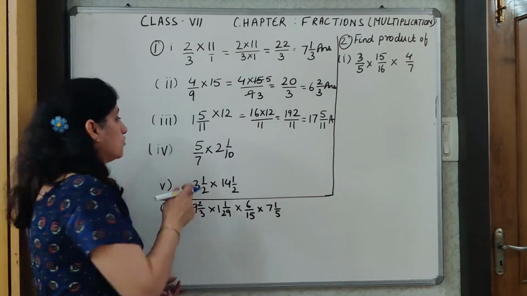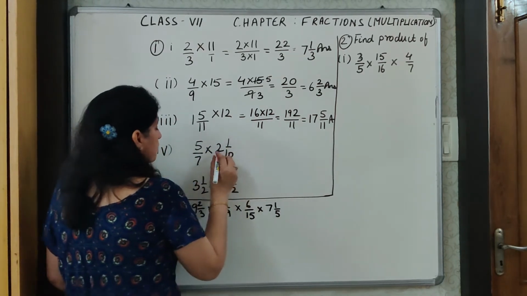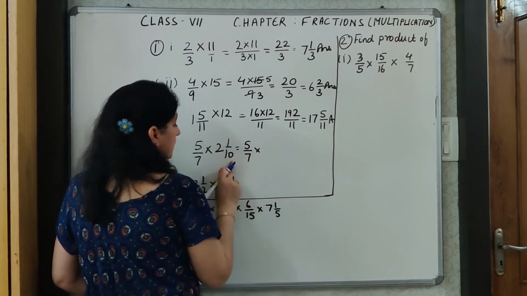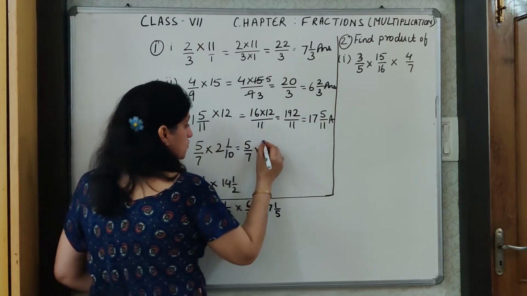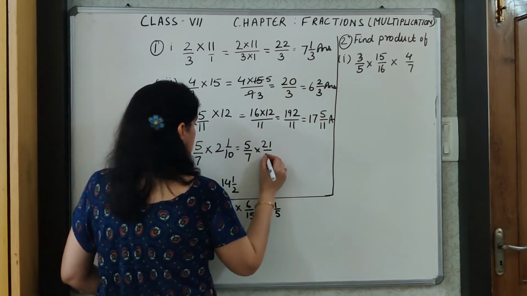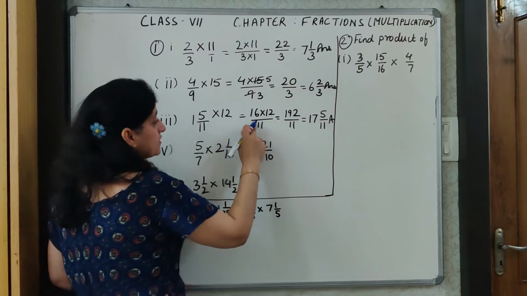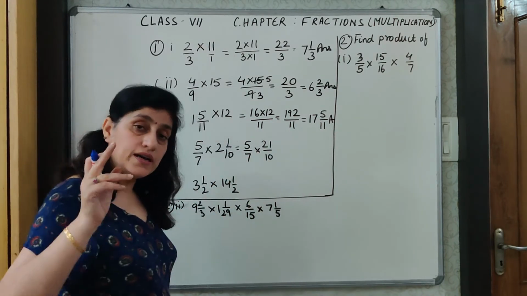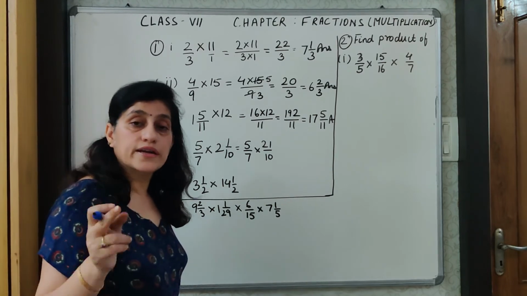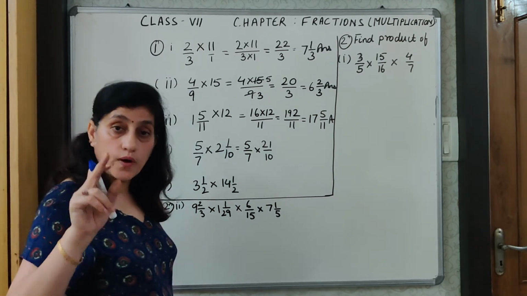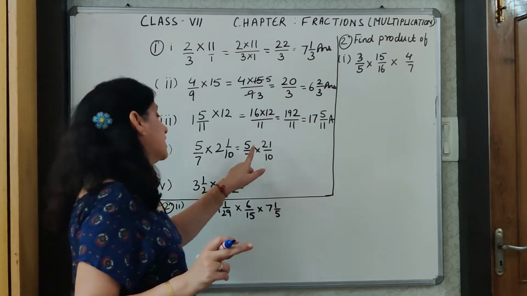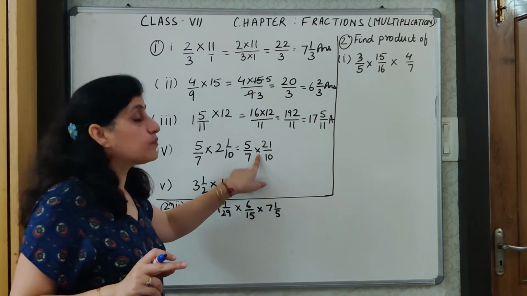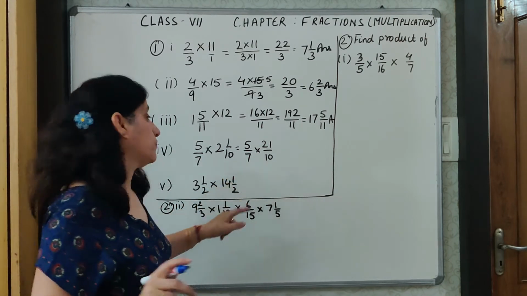So let me take one more. I have both mixed fractions, which are 5 upon 7 multiplied by 10 2s are 20 plus 1, 21 upon 10. We can write them with a single bar also. We can continue with the double bar also. But to be remembered, numerator can be cut with denominator. One more thing. Any numerator can be cut with any denominator provided there is a multiplication sign between them.